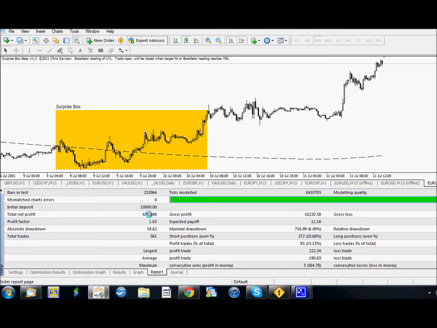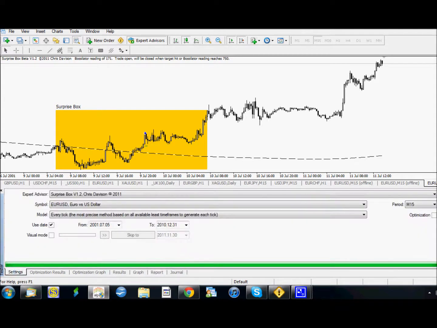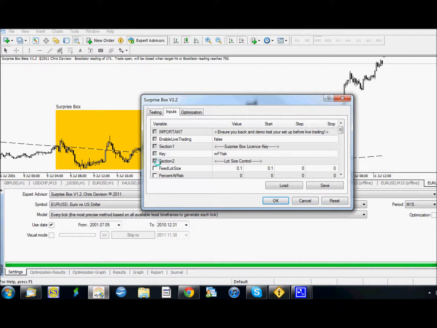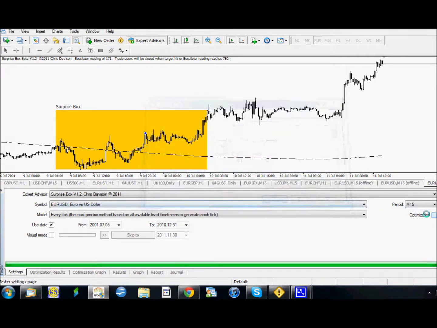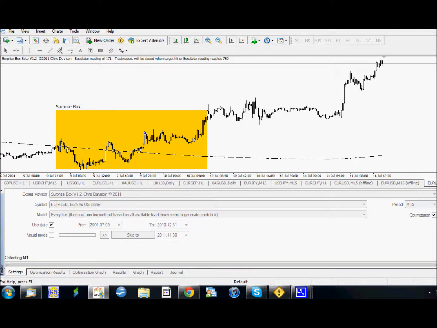But what I want to do is to optimize this now, or test it using the optimization function, and look at what those returns would be if we said, rather than a fixed loss size, we were going to trade with each trade risking 1% up to 5%. So I'm going to optimize that and set this running, and I'll come back to you with the results, because I think you might be quite surprised.